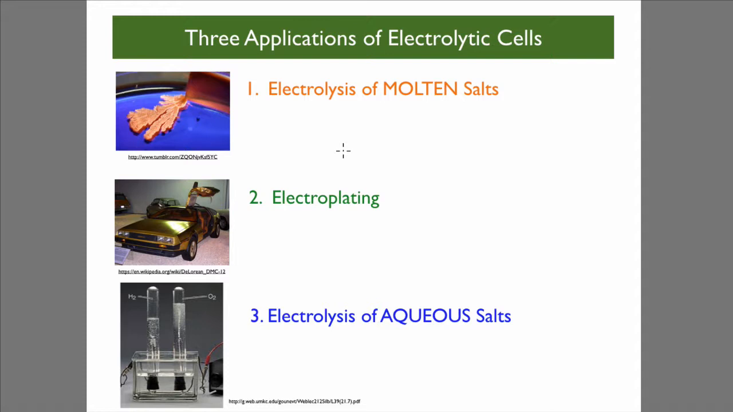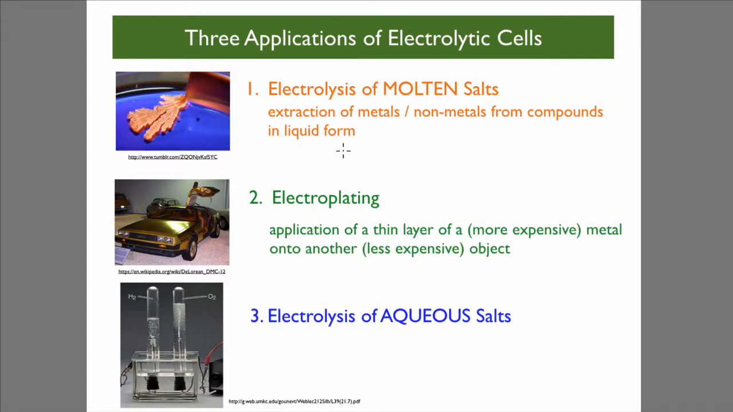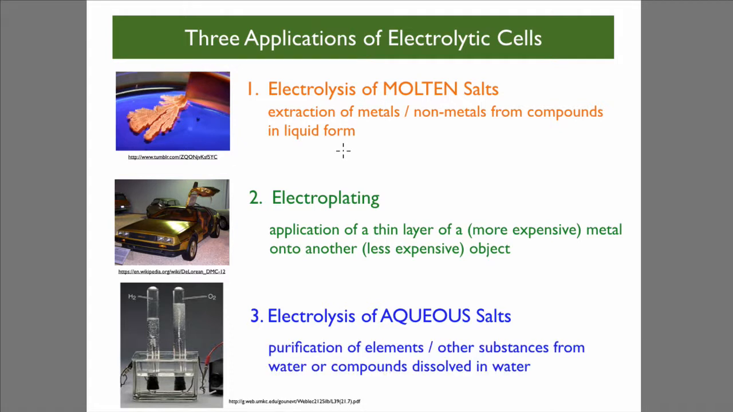The three applications of electrolytic cells, as seen in a previous presentation, are electrolysis of molten salts, electroplating, and electrolysis of aqueous salts. For electrolysis of molten salts, it is the extraction of metals and non-metals from compounds in liquid form. For electroplating, it is the application of a thin layer of a more expensive metal onto another, normally less expensive, metal. And finally, the electrolysis of aqueous salts is the purification of elements and other substances from water or compounds dissolved in water.